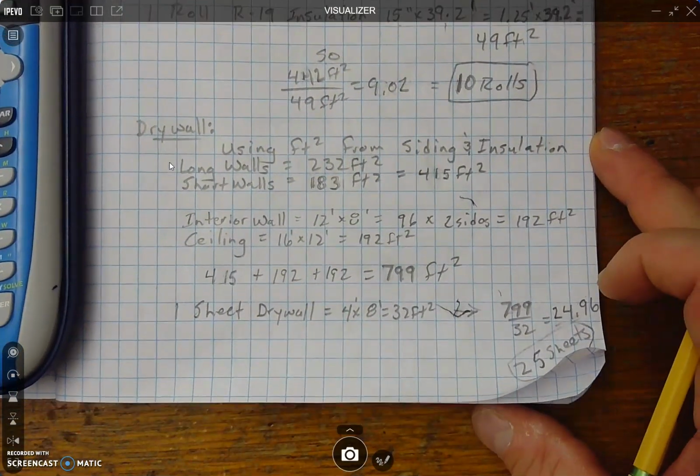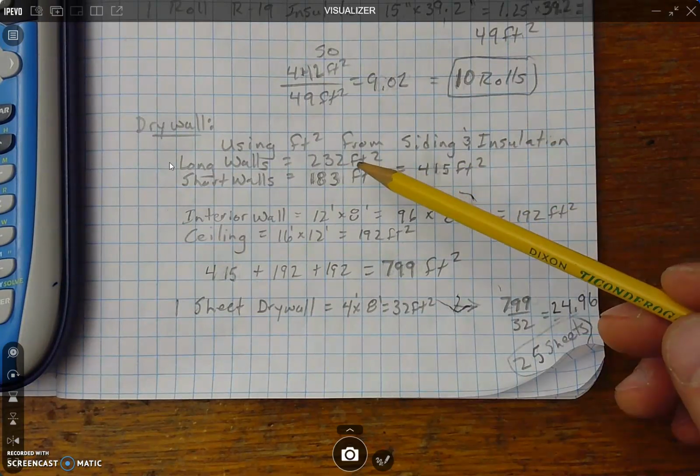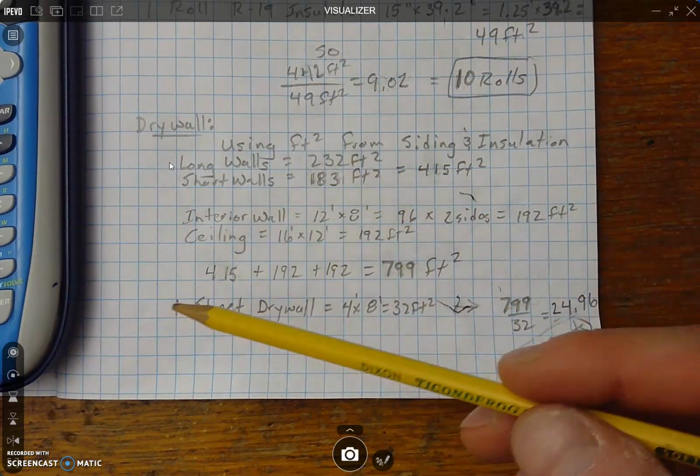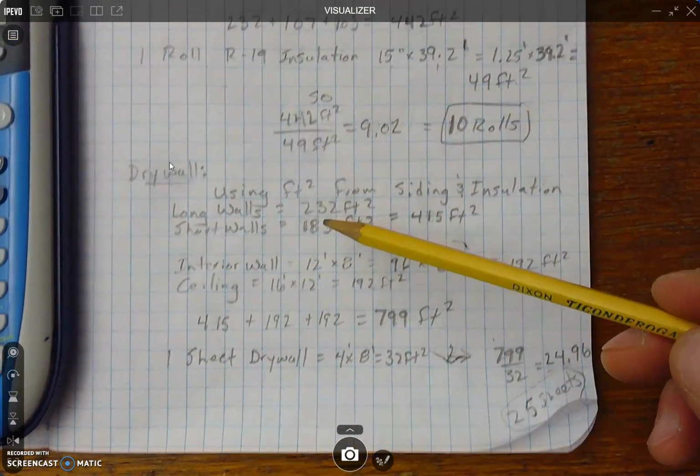Drywall, I'm going to do this real fast. It's the same kind of thing. I say using the square footage from siding and insulation, I go ahead and figure this out. Drywall is sold in 4x8 sheets, just like siding or just like sheathing. So I take my 232 square feet here. This is probably going to be off because once I made one mistake, it cascades down through this because I was using my old measurements.